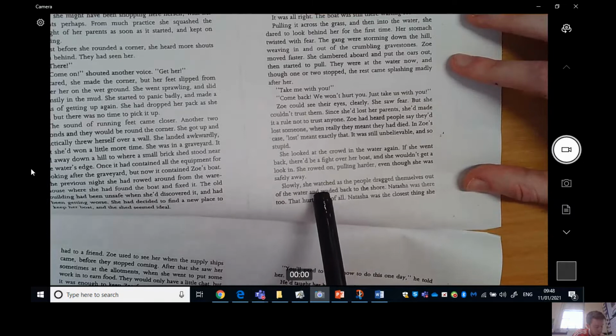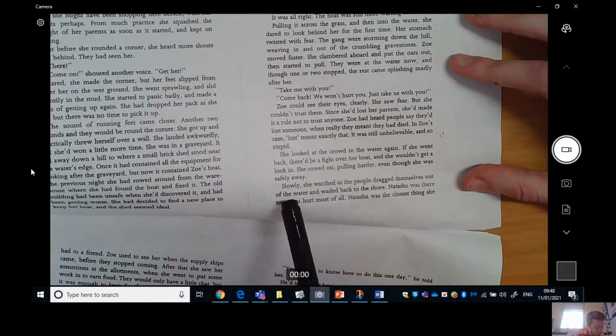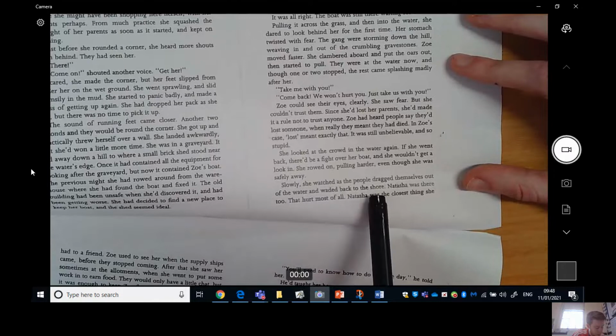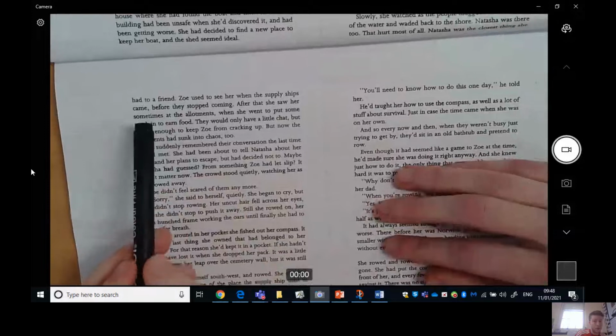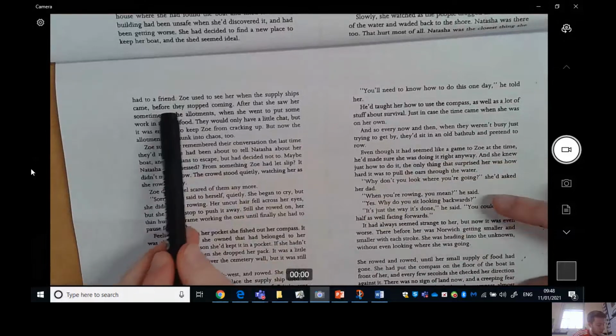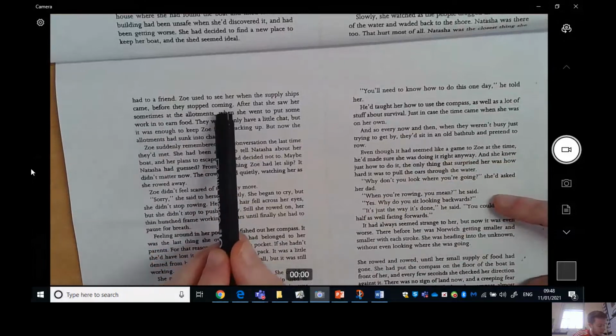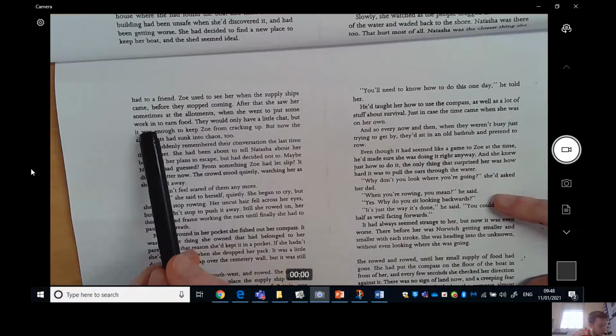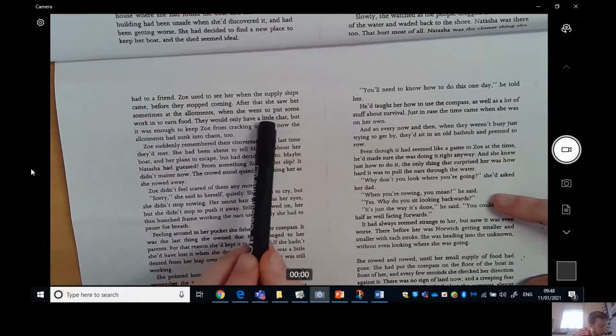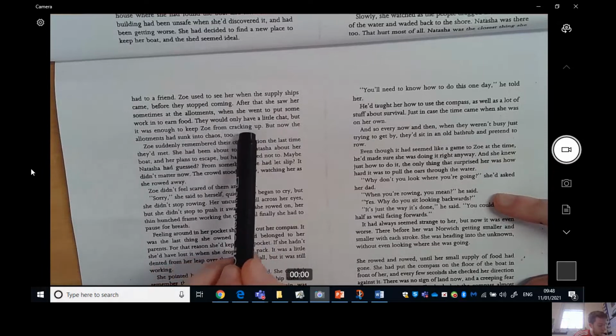Slowly, she watched the people drag themselves out of the water and wade back to the shore. Natasha was there too. That hurt most of all. Natasha was the closest thing she had to a friend. Zoe used to see her when the supply ships came, before they stopped coming. After that, she saw her sometimes at the allotments when she went to put some work in to earn food. They would only have a little chat, but it was enough to keep Zoe from cracking up. That means going crazy or losing her mind.